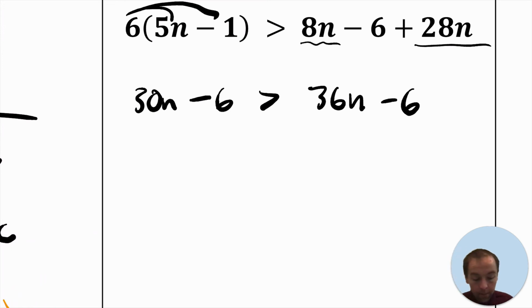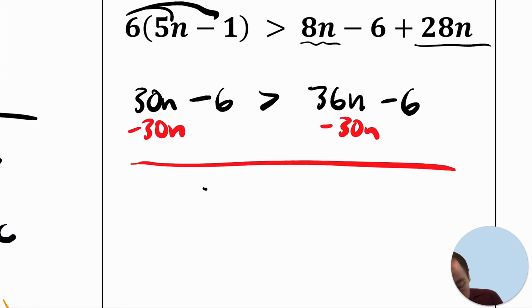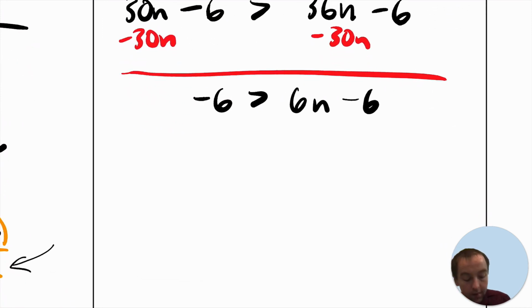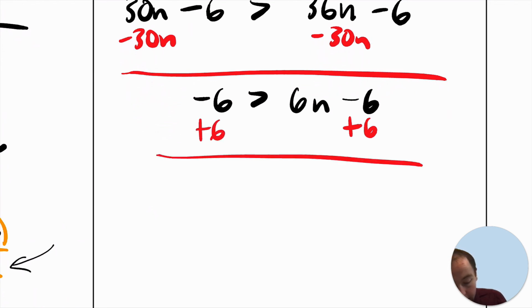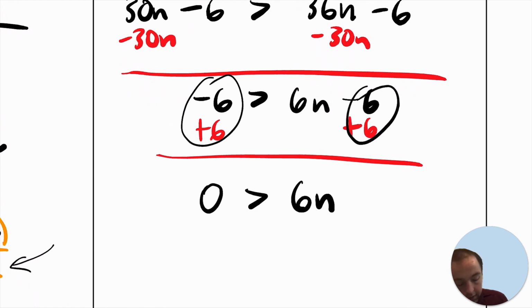Let's try to get our n's on the same side now. We can either subtract 30n or subtract 36n from both sides. It doesn't really matter. How about we subtract 30n from both sides, then we're going to get -6 is greater than 6n minus 6. Now that we've got the n isolated on the right-hand side, we can cancel out the subtraction of 6 by adding 6 and doing the same thing to the other side. So -6 plus 6 is 0 there, and then you have just 6n on that side.